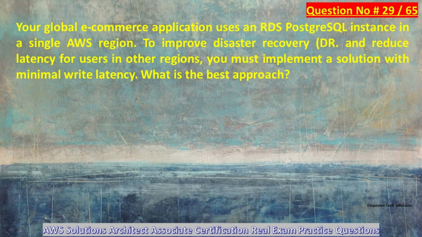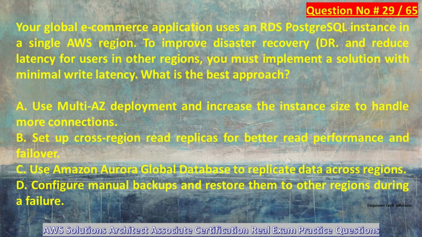Your global e-commerce application uses an RDS PostgreSQL instance in a single AWS region. To improve disaster recovery, DR, and reduce latency for users in other regions, you must implement a solution with minimal write latency. What is the best approach? A. Use multi-AZ deployment and increase the instance size to handle more connections. B. Set up cross-region read replicas for better read performance and failover. C. Use Amazon Aurora Global Database to replicate data across regions. D. Configure manual backups and restore them to other regions during a failure.